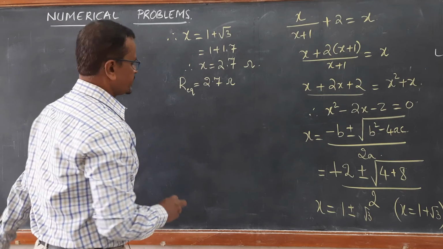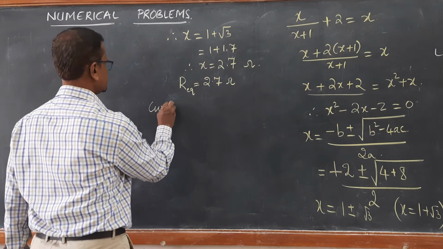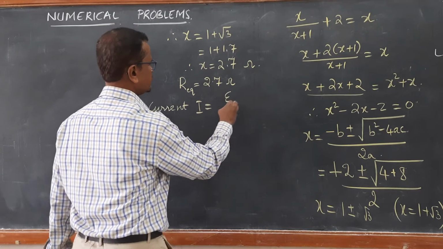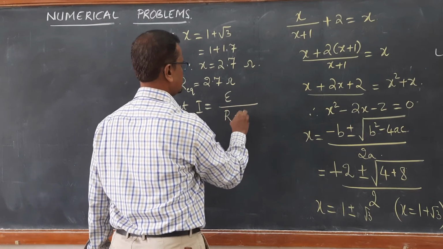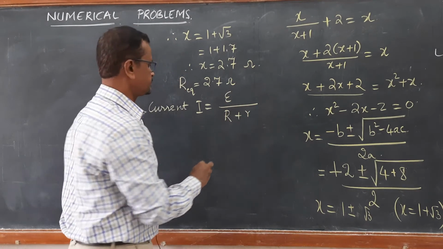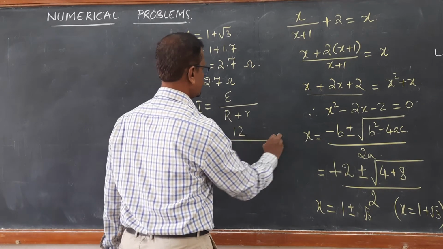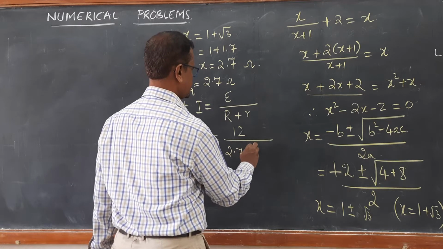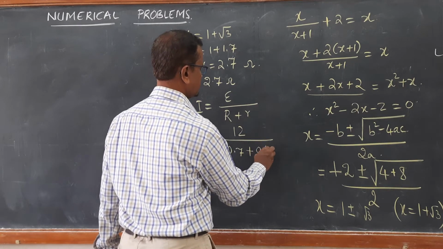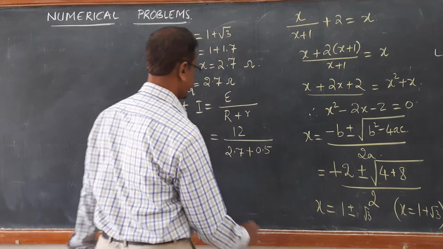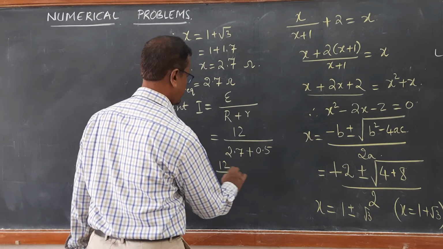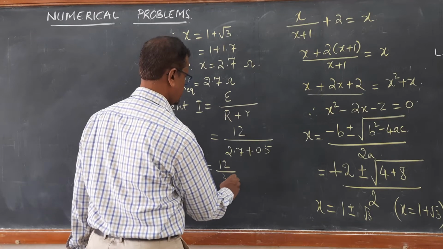Now, I can calculate the current. Current I is equal to E divided by R plus the internal resistance small r. E is 12, divided by R which is 2.7, plus small r which is 0.5. So, therefore, I is equal to 12 divided by 3.2.